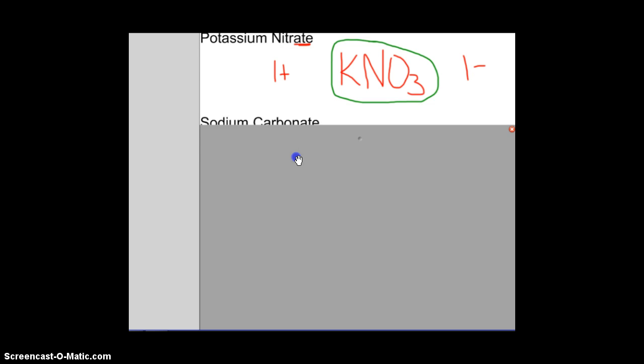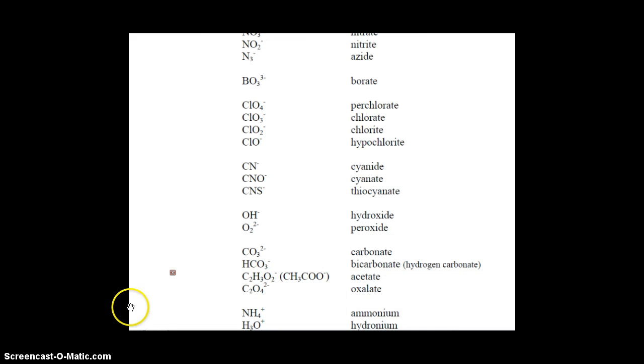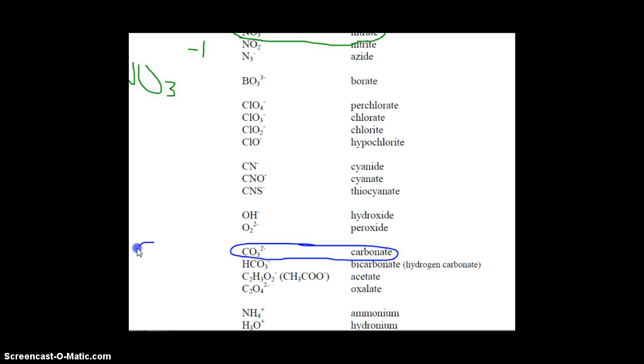Let's try another one. Sodium carbonate. Sodium is Na. It has a 1 plus charge. Carbonate, ATE, well, that tells me I need to use my little sheet again. Carbonate is down here at the bottom. Carbonate is right here, CO3, with a 2 minus charge.